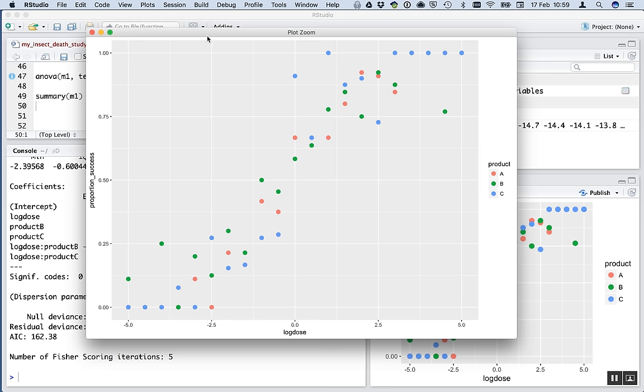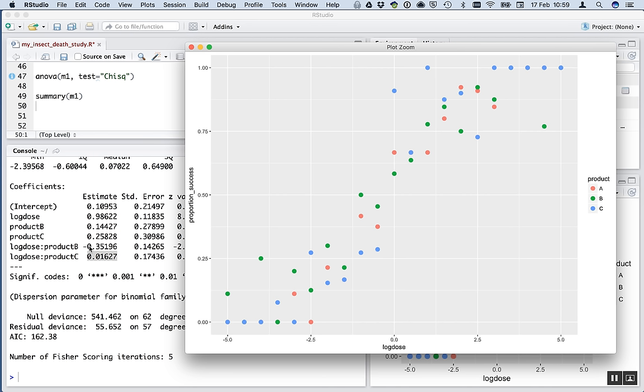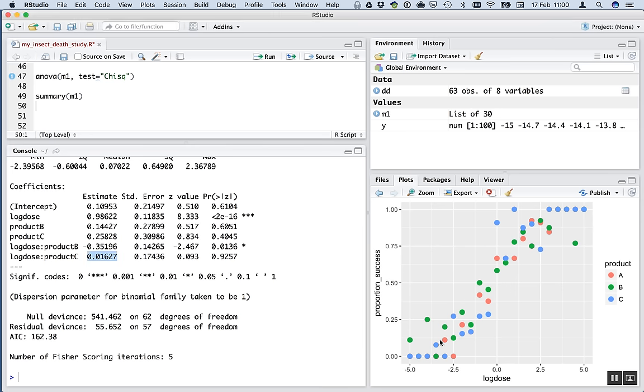So B, looking at this summary table, has a lower, shallower slope than either A or C. So, I don't know, maybe you imagined that these green data points were a bit lower here and a bit higher here, which would mean that the line fitted through there for green would be shallower than the line fitted for blue and red, A and C. If you did, then you correctly interpreted that, and have identified that there would be a significant interaction, and the nature of that interaction would be that the effect of log dose is weaker for product B than for product A or C. It's not massively clear from this graph.